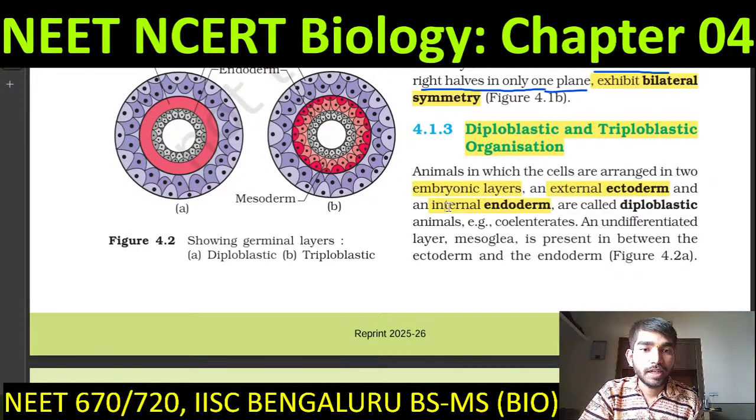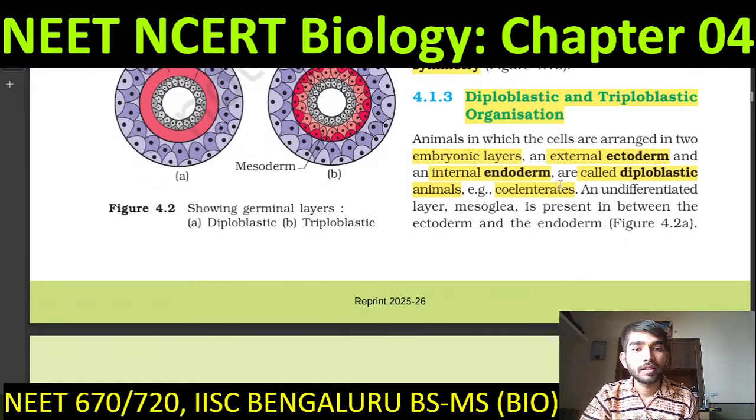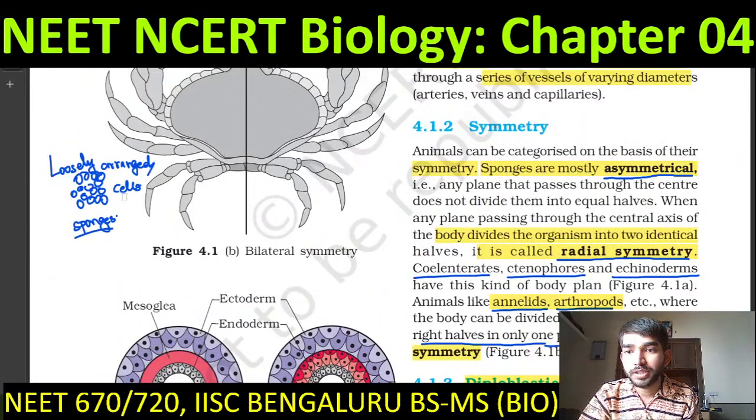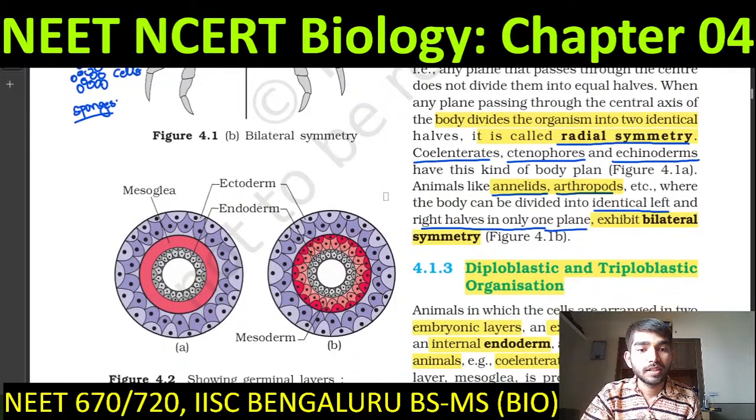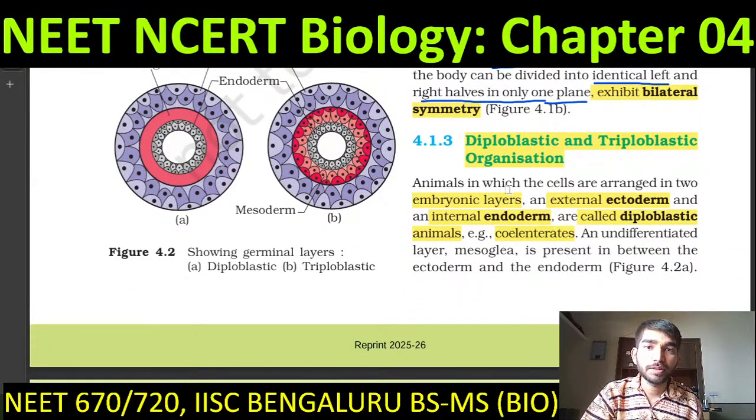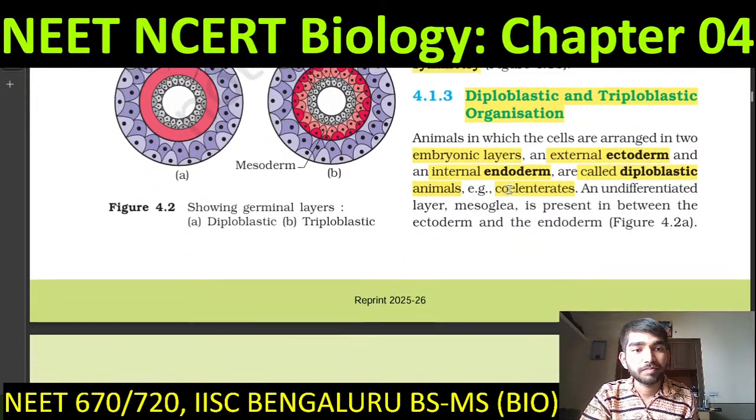So ectoderm and internal endoderm are called diploblastic animals like coelenterates. In coelenterates like Hydra, you can see this kind of arrangement which is diploblastic. In sponges, you can't see it because they don't have proper body organization. They are loosely arranged, like I told you here. So you can't see any endodermal or ectodermal layer or the embryonic layer arrangement in these sponges.